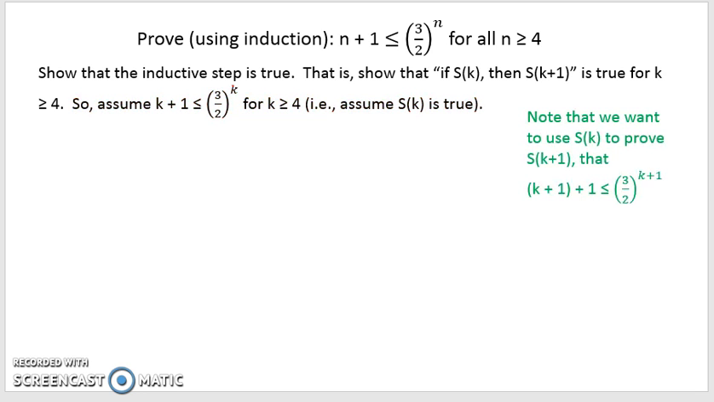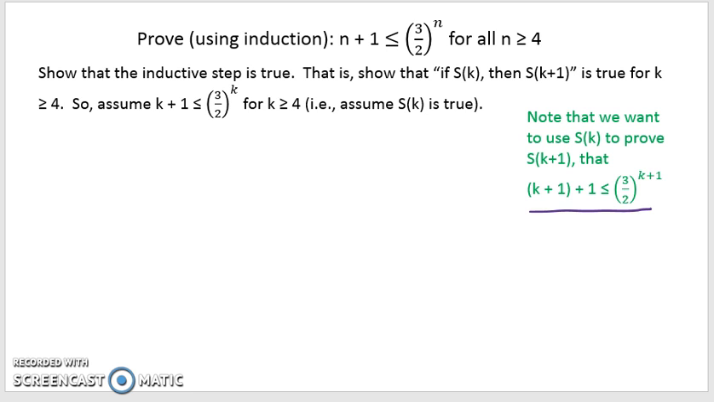It's always good to note where you want to go. What's your goal? You want to show that S of k plus 1 is true, which means you would like to show that k plus 1 is less than or equal to 3 halves to the k plus 1.